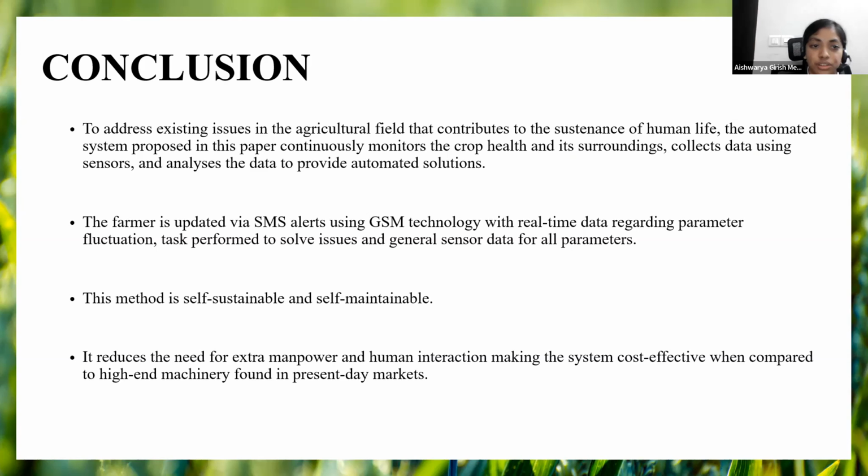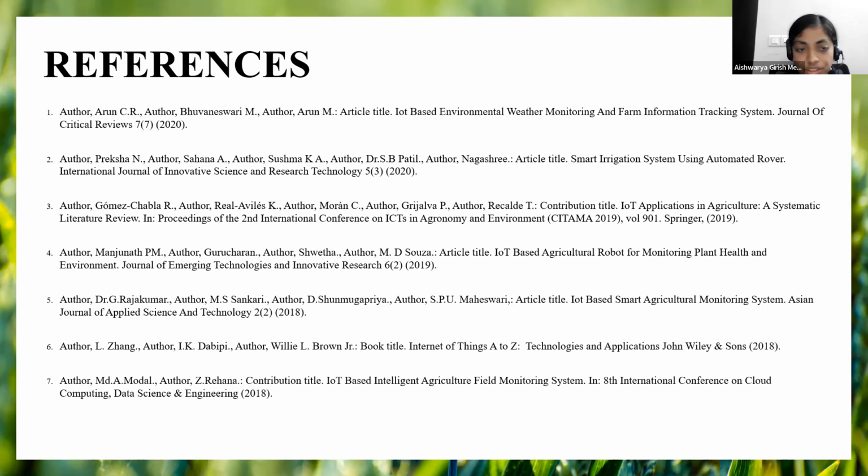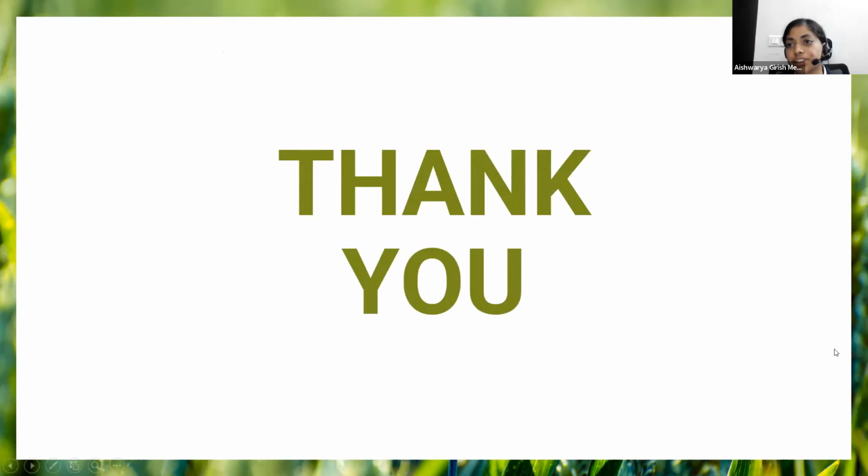So coming to the conclusion, to address the existing system issues in the agricultural field that is essential for sustenance of human life, the automated system proposed in this paper continuously monitors the crop health and its surroundings, collects the data using sensors, and also analyzes the data to provide automated solutions. The farmer is also updated using SMS alerts with the help of GSM technology. Hence the system is self-sustainable, self-maintainable, and very cost-effective compared to the present systems in the market. And that is all. These are some of the references that I've used. Thank you. Any questions, ma'am?